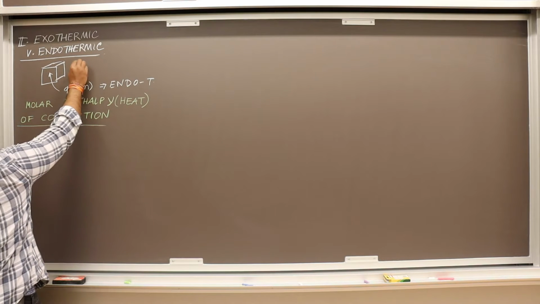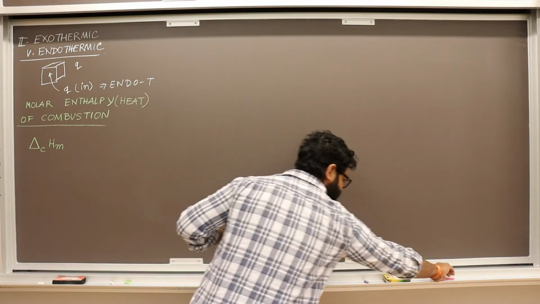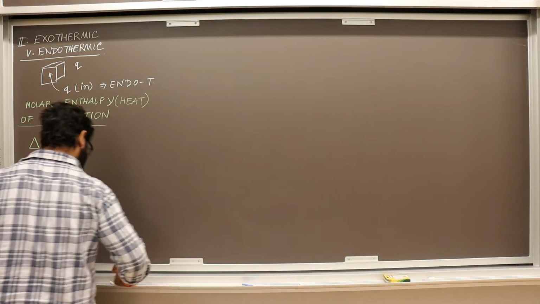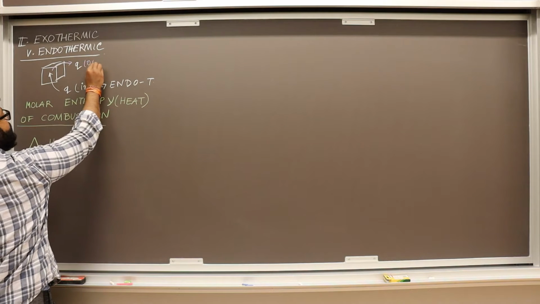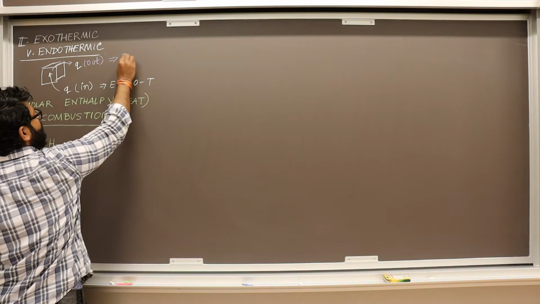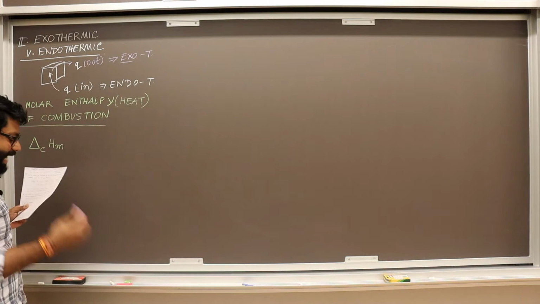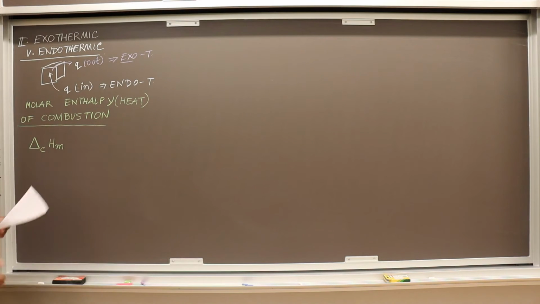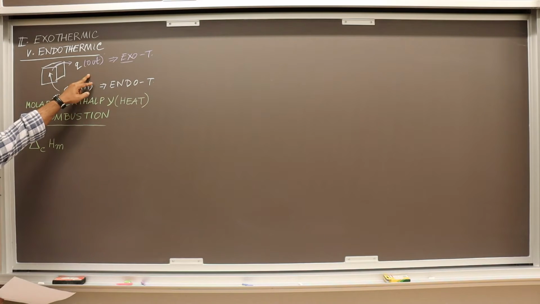The opposite is true when heat is coming out. If heat is coming out, then this is called exothermic. Why? Exo means heat out. Now this is a very simple concept: heat can go in and heat can come out.